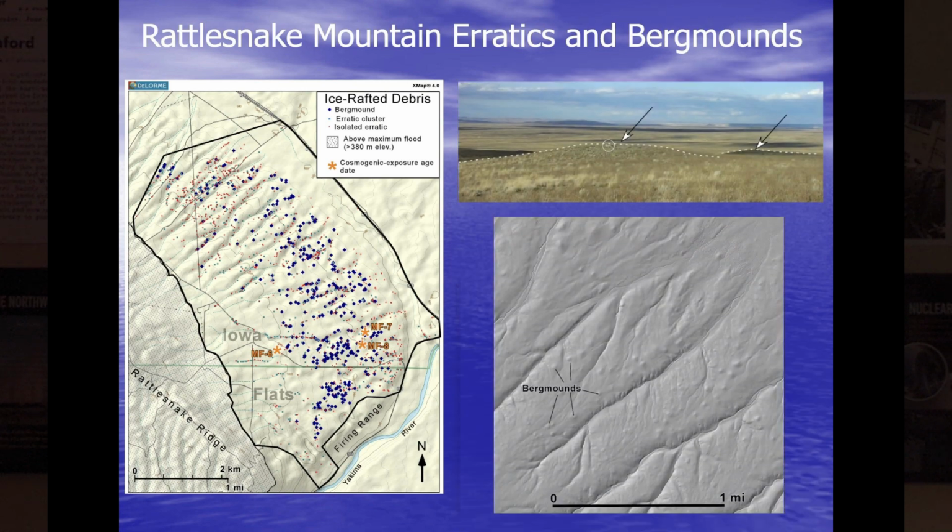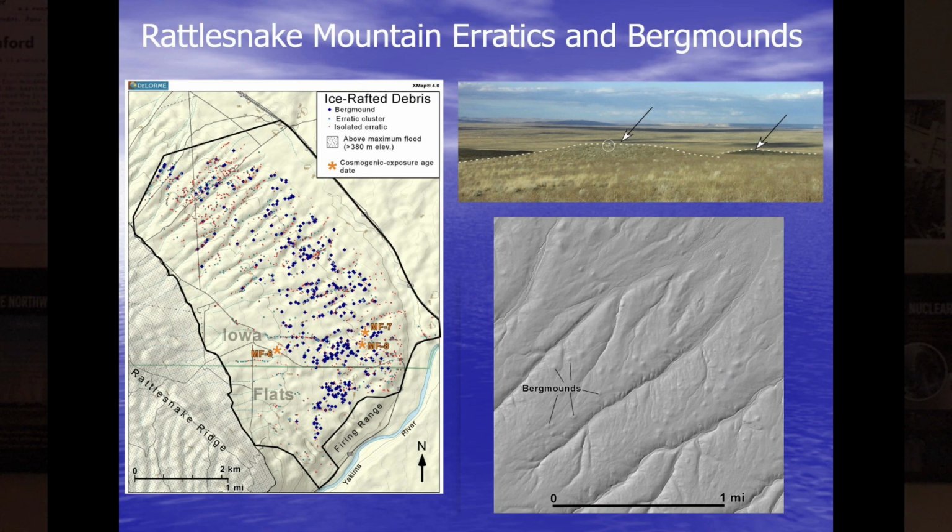And we also have what we call berg mounds. Okay, a lot of you may not understand, probably a lot of you don't understand what these are, but they're mounds of ice rafted debris within Lake Lewis. And the map on the left, the blue diamonds are berg mounds, and all the smaller red dots are isolated erratics or groupings of erratics.